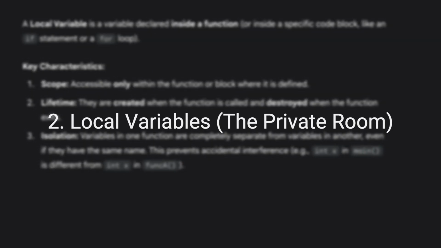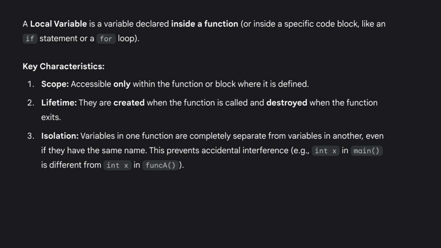Second, local variables, the private room. A local variable is a variable declared inside a function or inside a specific code block, like an if statement or a for loop. Key characteristics. Scope: accessible only within the function or block where it is defined. Lifetime: they are created when the function is called and destroyed when the function exits.